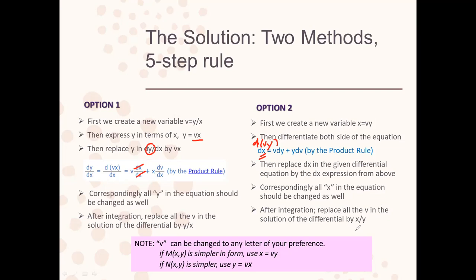Okay, now this 5-step rule for the two options will now be illustrated using the following examples. I think it would be clearer if there will be examples to illustrate this particular 5-step rule. Okay, let me go to the next slide.